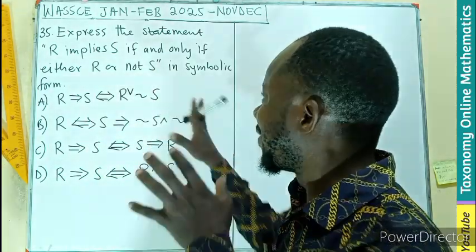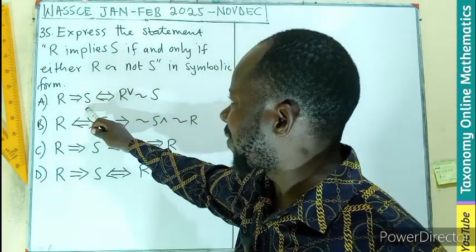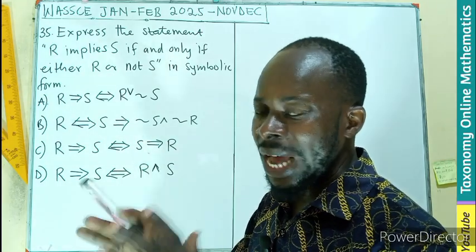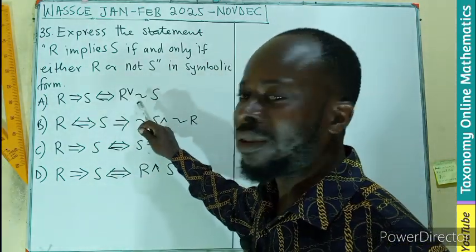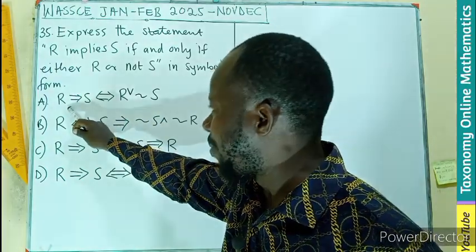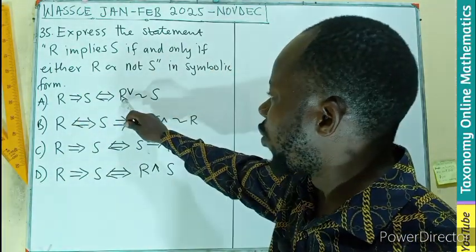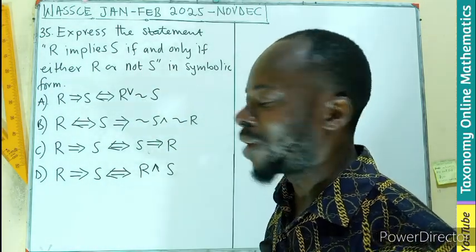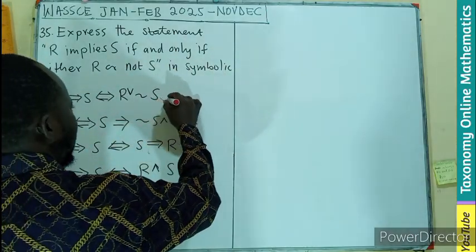So you can see symbolically representing R implies S if and only if. You get it? If and only if. The condition is that if and only if this statement is true. So this implies R if and only if, as an equivalent statement, not R, and that is going to be not S. So our solution will only be the option what? A.